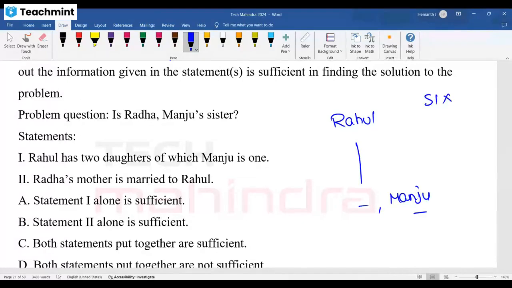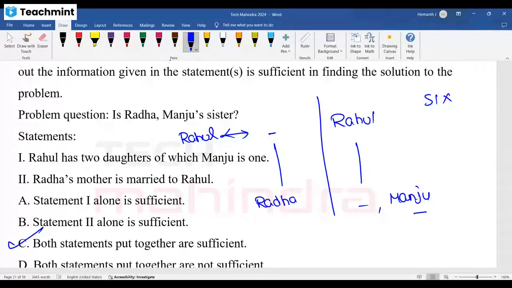Next, statement two alone: Radha's mother is married to Rahul. Is Radha Manju's sister? Radha's mother is married to Rahul, so Radha is also a daughter of Rahul. So yes, put together it is okay. If you put them together, Radha and Manju are the two daughters. Radha is the sister of Manju, and Manju is the sister of Radha. We can consider that.